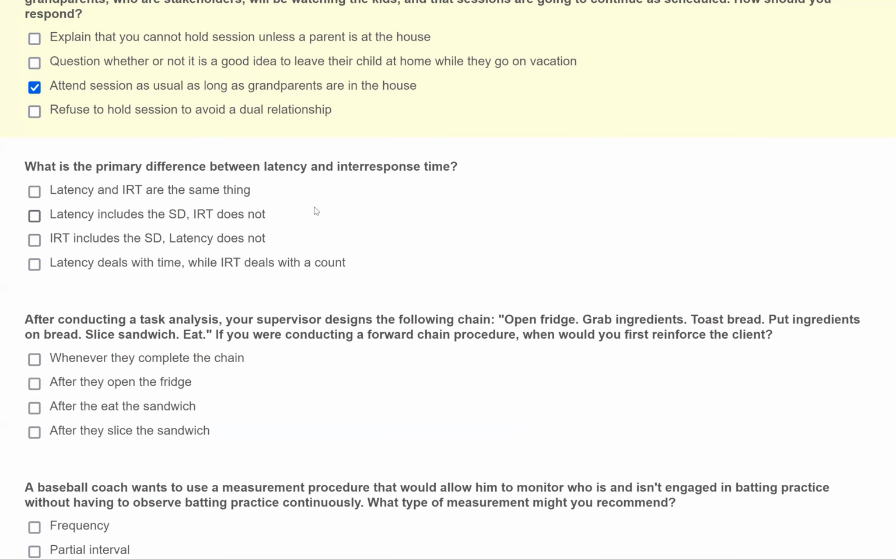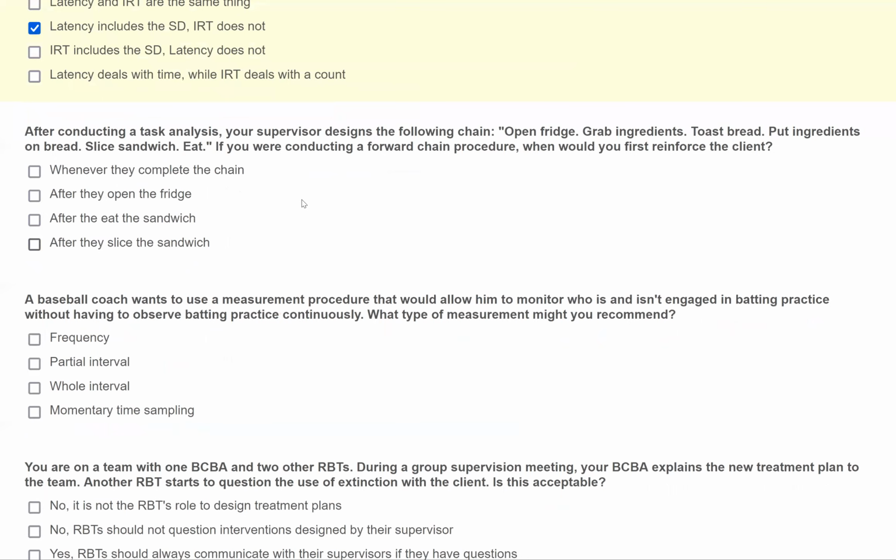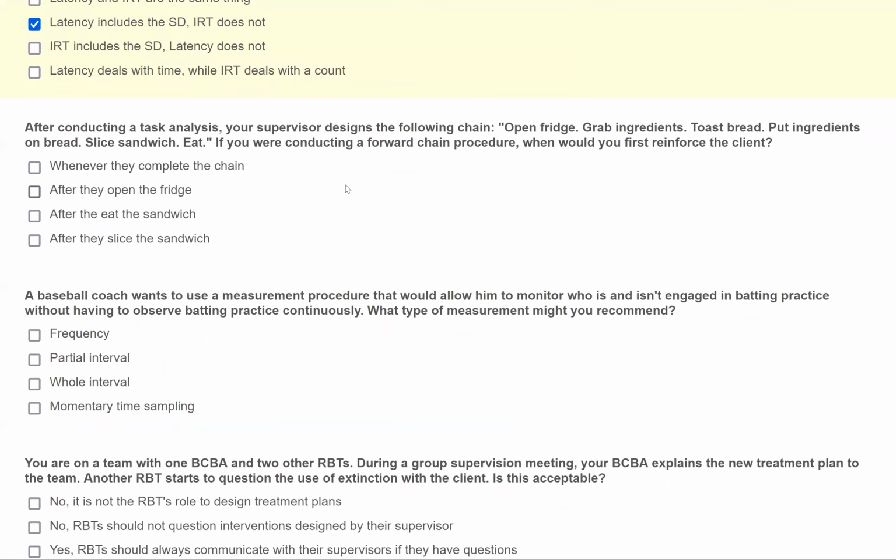What about C? IRT includes the SD. Latency does not. Well, it's just the reverse of B, and we know B is accurate, so C has to be wrong. And then D, latency deals with time while IRT deals with a count. In both cases, what are we measuring? We're measuring time in between two things. We're looking at time when working with latency and interresponse time. It's right in the name. So what is the primary difference between latency and interresponse time? Latency includes the SD in the measurement.